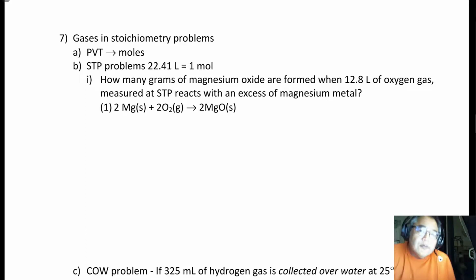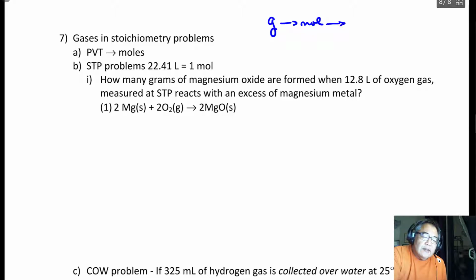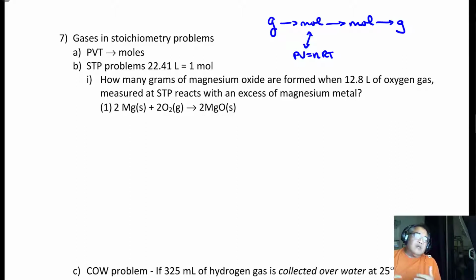So gas laws can also be used in stoichiometry problems because you can solve for moles in the ideal gas law. In a general sense, stoichiometry is grams to moles to grams, but you can also use PV equals nRT here. So you could solve for moles, or you could use volume, temperature, and pressure to get to moles that way, and then solve a stoichiometry problem and figure out grams of products, for example.